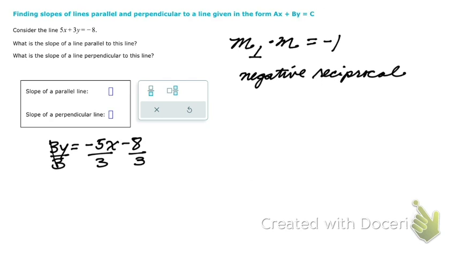And then I see that the slope of my line is -5/3. So the slope of the parallel line is also -5/3. So that would be the answer here, -5/3.